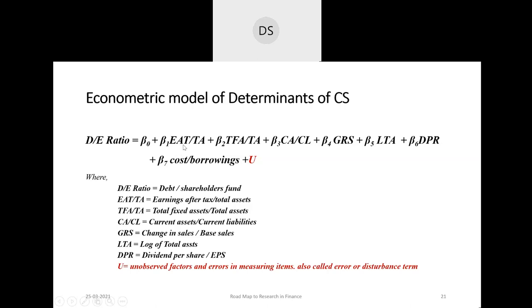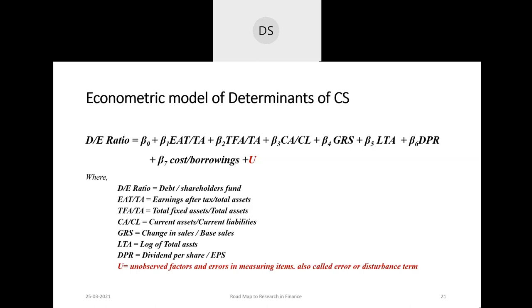So the first one is the profitability. How do you capture the profitability? It is earnings after tax divided by total assets, which will give you the numerical number that captures the profitability. And the second one is total fixed assets divided by total assets. That will capture the tangibility aspect, the tangibility variable included in the economic model.